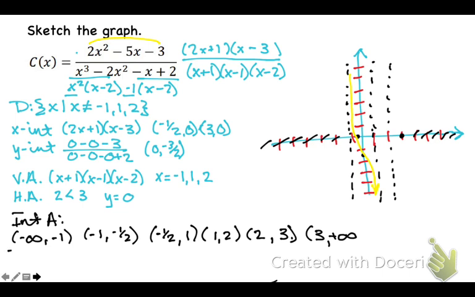So negative 3. So that would be a negative, a negative, negative, negative, negative. So I got odd negatives, so it's negative. So it's down here.